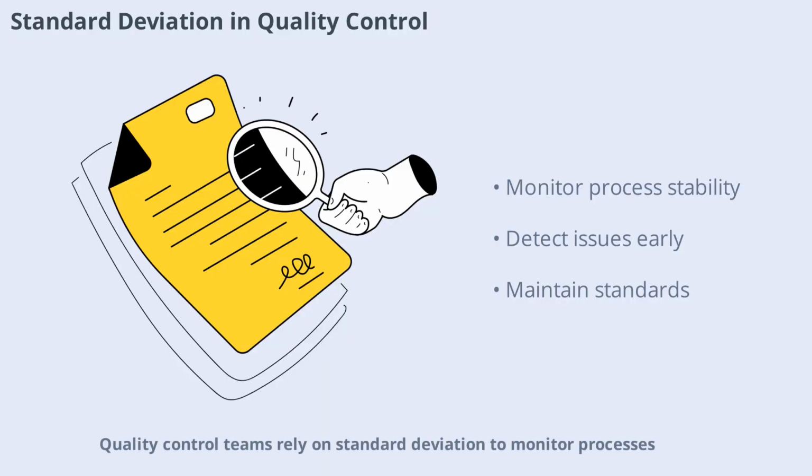Quality control teams rely on standard deviation to monitor processes. If the standard deviation of a product's weight or size suddenly increases, it could signal a problem in the production line. Early detection allows for quick adjustments, ensuring products meet quality standards and customer expectations.